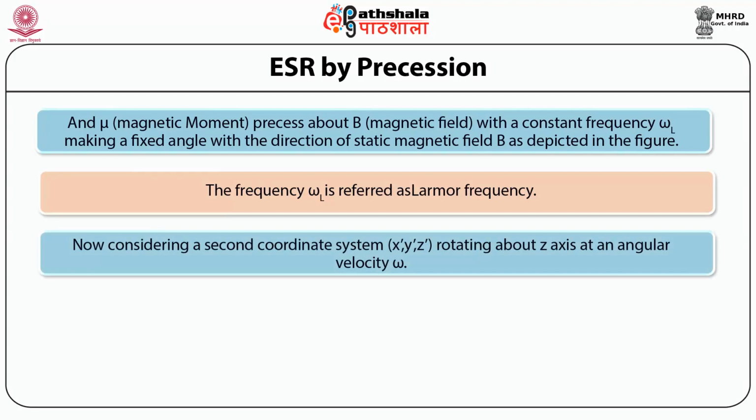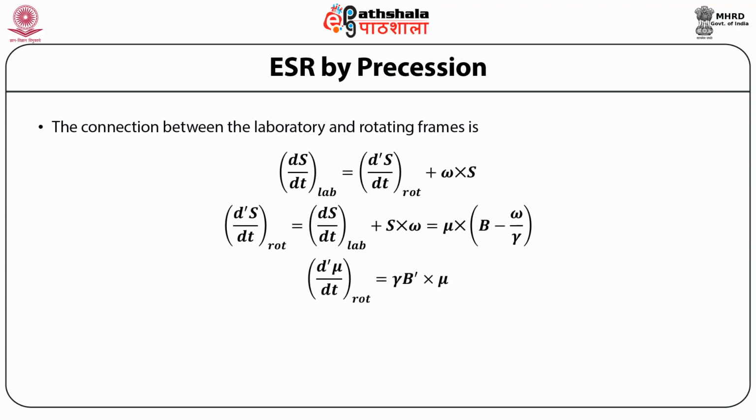Now consider a second coordinate system, x prime, y prime, z prime, rotating about the z axis at an angular velocity of omega. The connection between laboratory and rotating frames is understood from the figure, as we have shown the laboratory coordinates as x, y, z and the rotating coordinates as x prime, y prime and z prime.